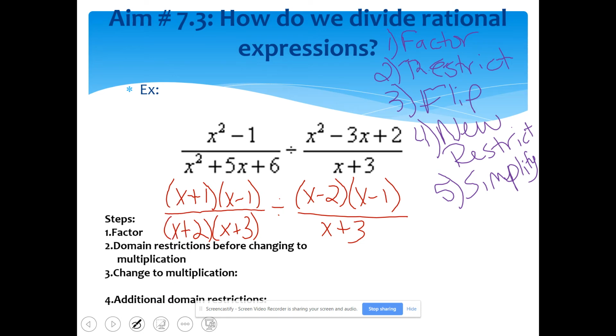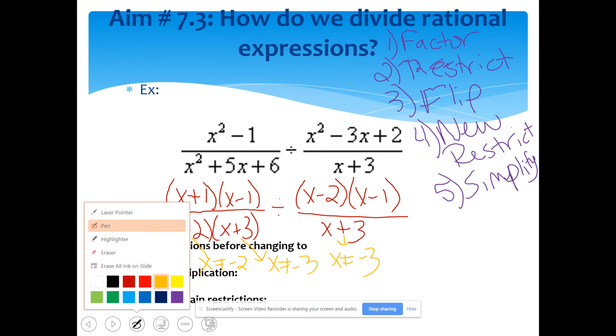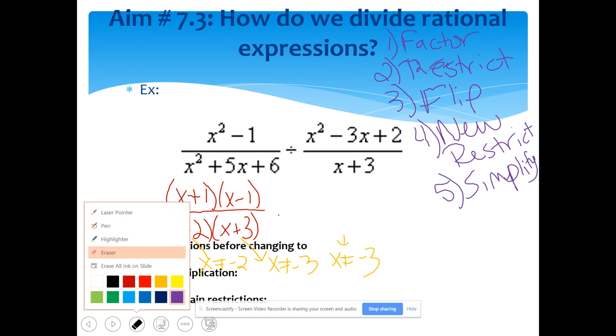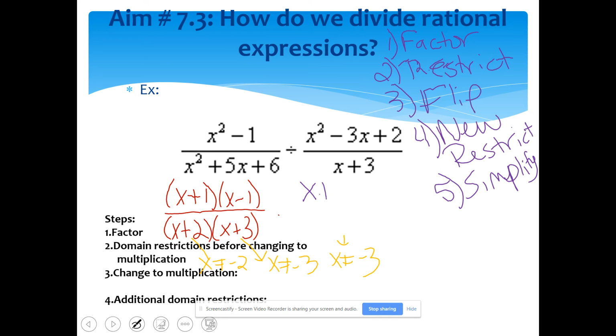Now for the restrictions. Step 2. This x cannot be negative 2. This x cannot be negative 3. And this x cannot be negative 3. So now we're going to take the second part and we're going to do the reciprocal or flip it upside down, which will make this x plus 3 on the top and x minus 2 and x minus 1 on the bottom.